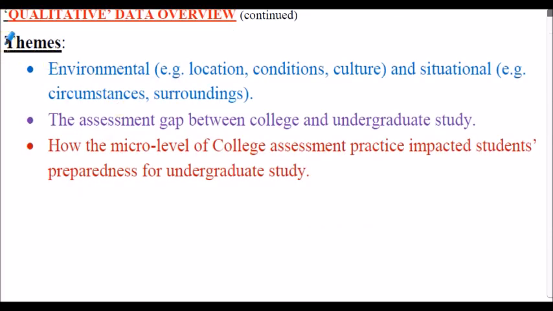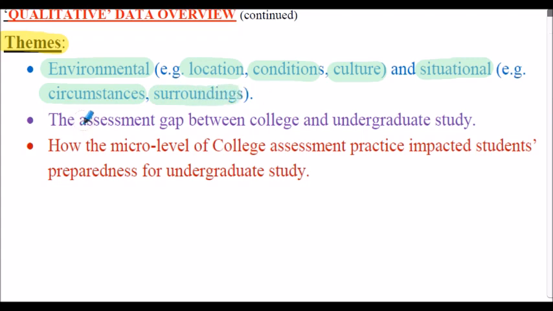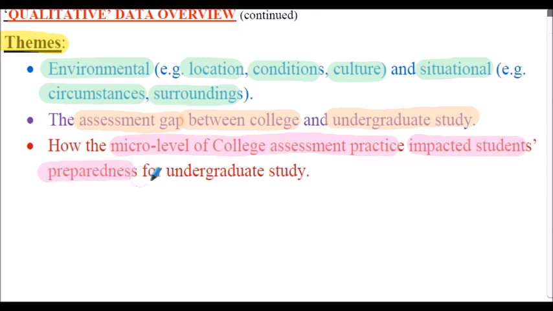Here are some of the themes that evolved from the study related to the technician student's progression to university. First, the environmental factors arose from the data, such as the location of the university study, the conditions and culture associated with the university, what was termed a situational theme related to the educational circumstances and surroundings the students were engaged with. There was clearly an assessment gap between college and undergraduate study that arose as a prominent theme, and also how the micro level of college assessment practice impacted students' preparedness for undergraduate study.